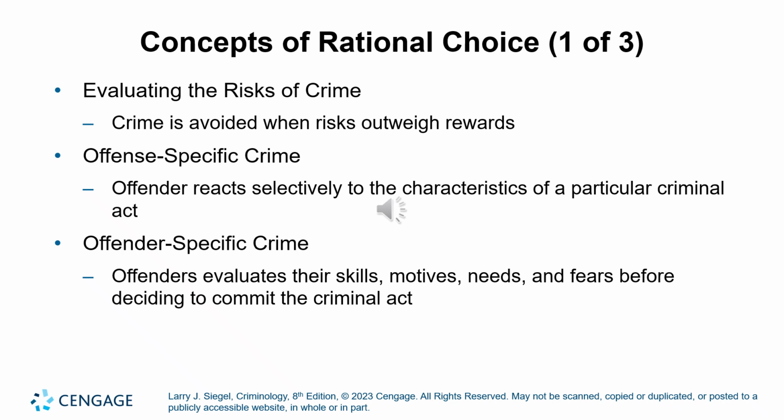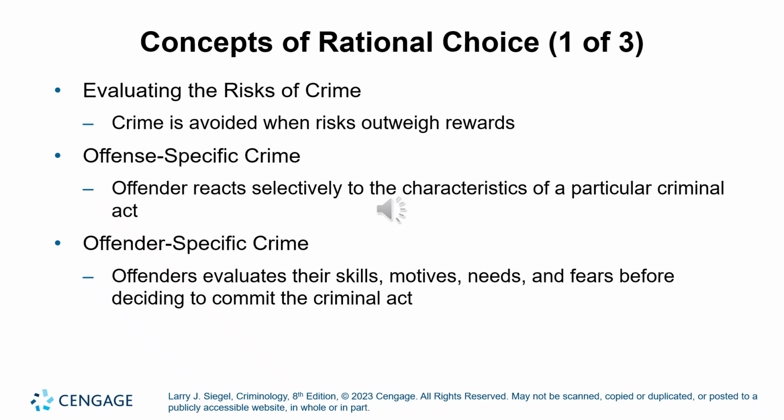Next, let's look at some of the key concepts in rational choice. First, offenders evaluate the risks of crimes. In other words, people tend to avoid committing a crime when they believe the risks, like getting caught or punished, are greater than the potential reward. Second, we have offense-specific crime. This means offenders make decisions based on specific details of the crime itself, for example, the target, location, timing, or security measures. They tailor their choices to the characteristics of that particular act.